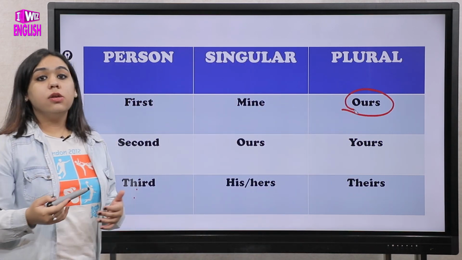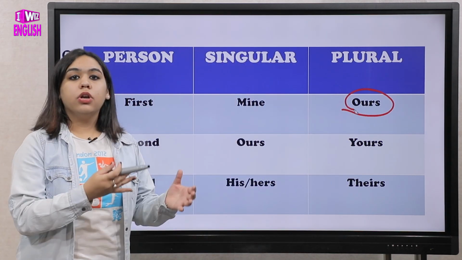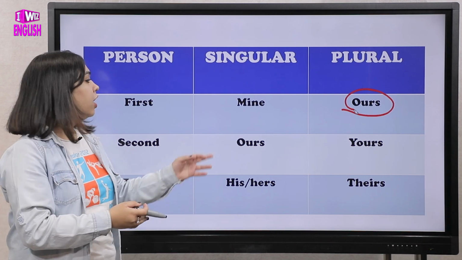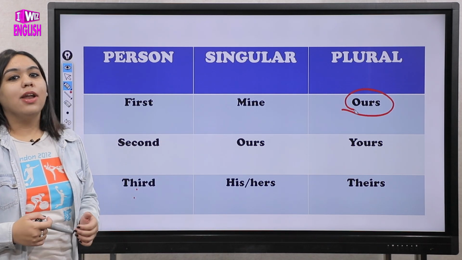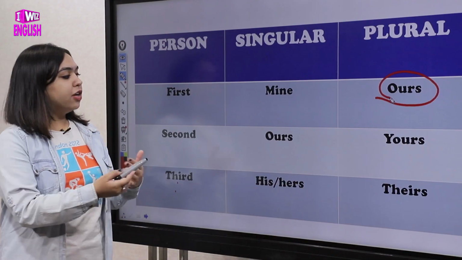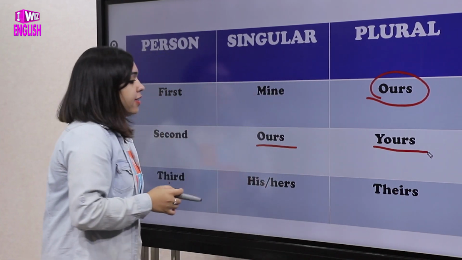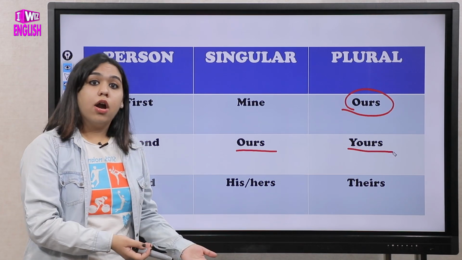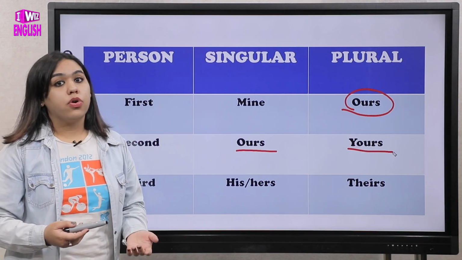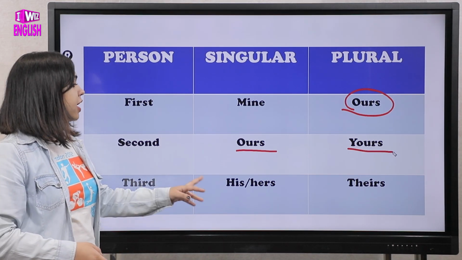So as and when the subject or the pronoun changes from singular to plural, you are going to change the pronoun as well. In this second person we are going to use ours and yours. This house is ours, that house is yours. So the third person, his, hers.